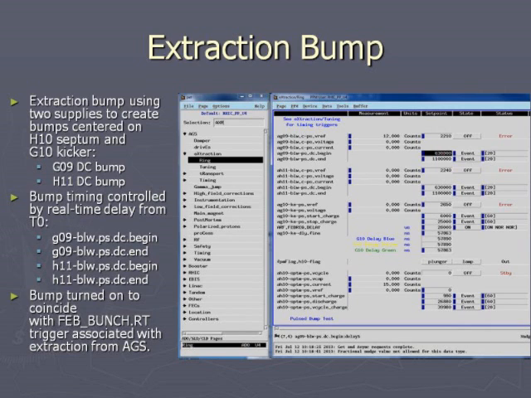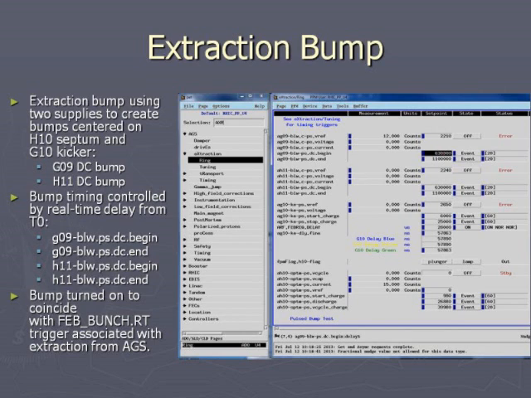inside edge of the extraction septum. So the extraction area are the G and H superperiods, right? So the bump spans the G superperiod and the H superperiod. They're centered on G10 and H10. G10 is the location of the kicker. H10 is the location of the septum.